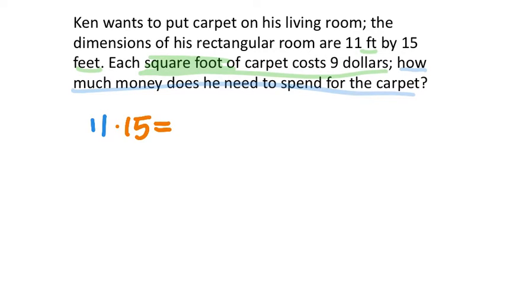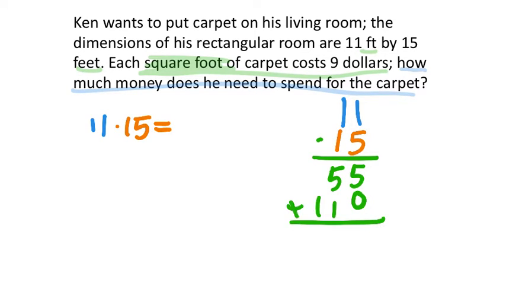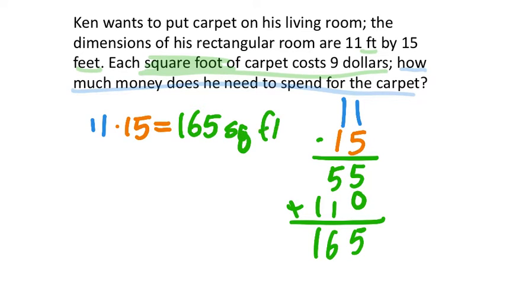So let's figure this out. 11 times 15. I'll have to stack this one, at least for me. I don't know if you have to. So 5 times 1 is 5. 5 times 1 is 5 there. Now in the tens place value, 1 times 1, 1 times 1. Let's add these together to find our product. 5 plus 0 is 5. 5 plus 1 is 6. And then 1. There's 165. This is how many square feet are in the room.